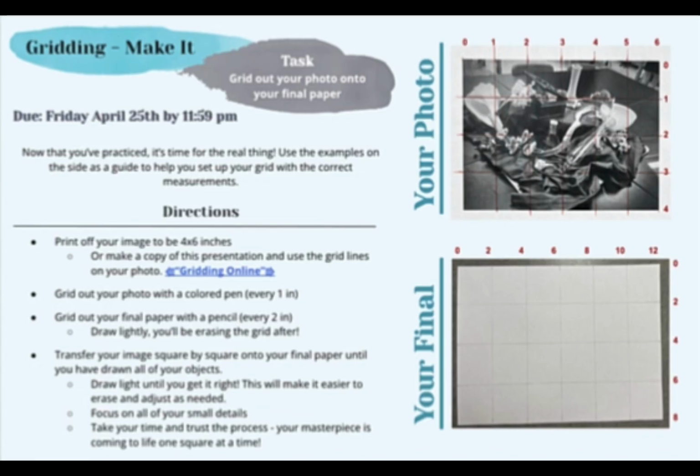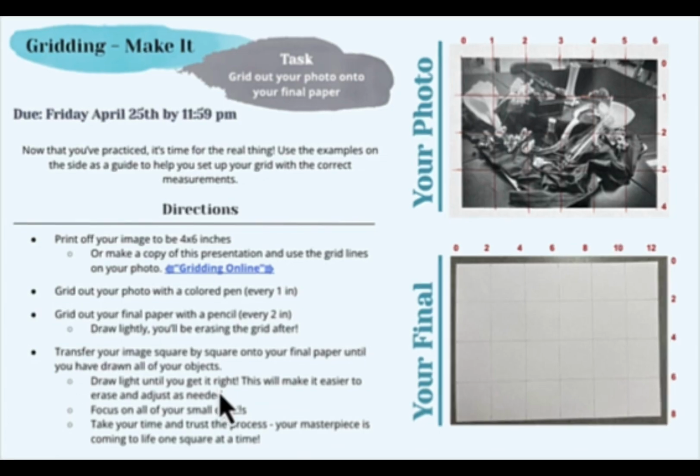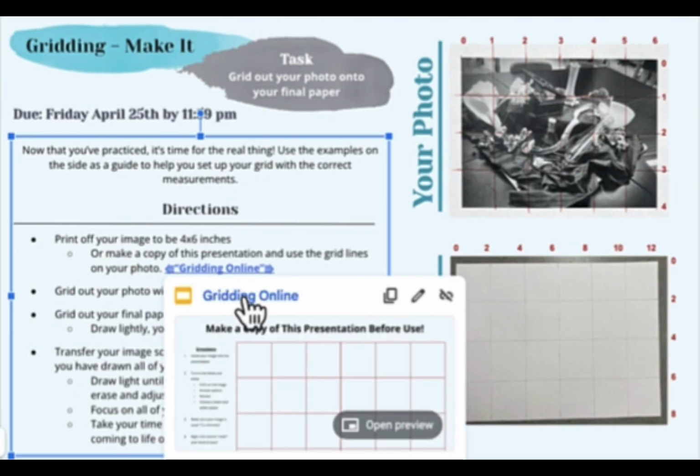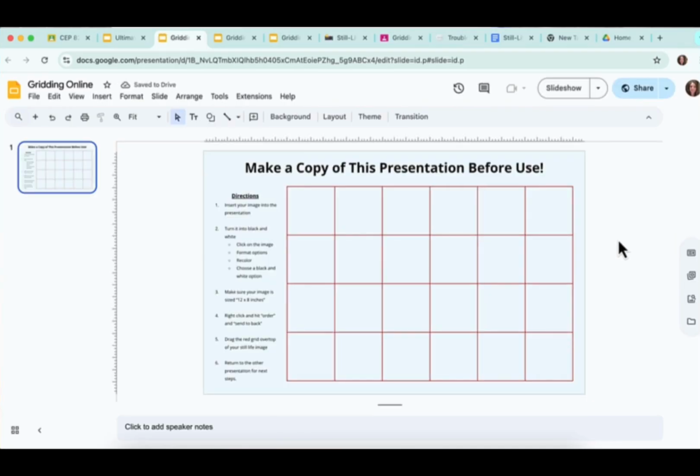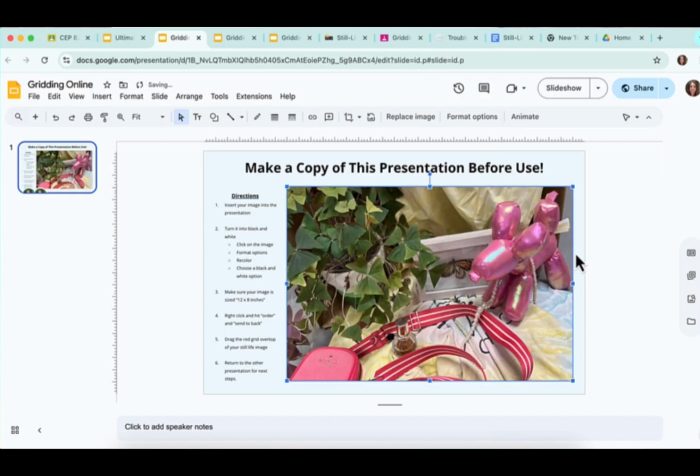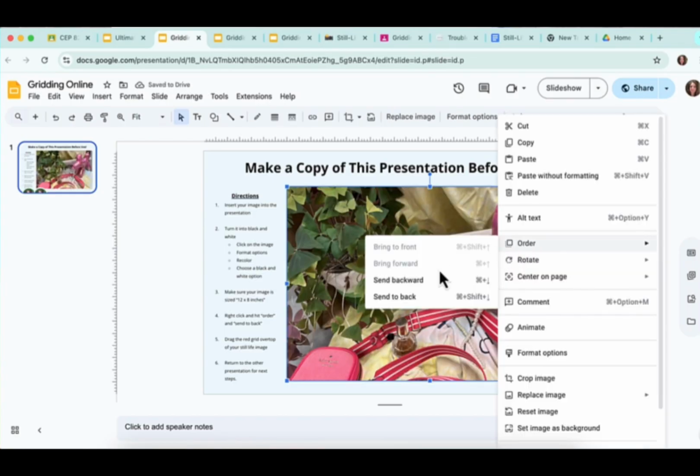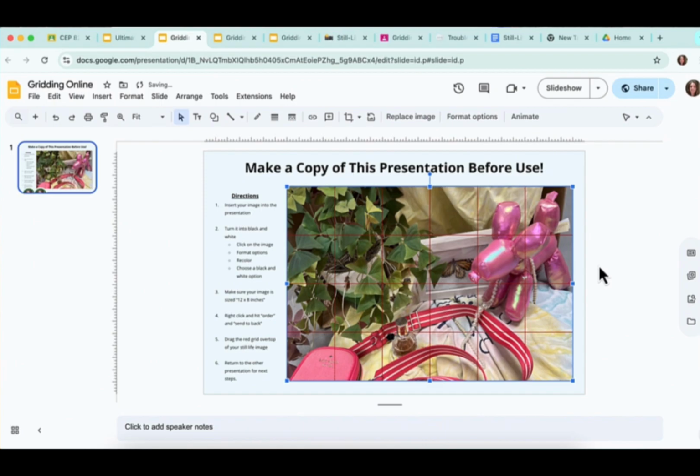Gridding Make It is when students use pencil to grid out their photo and their final papers. This is really important to do right so that they get the proportions correct. I recommend them to print off their images, but some students might not have access to a printer, so I made this separate slideshow where they are able to add their own photos and use the grid online. Students then will go square by square to draw their final artworks, copying from their photographs.